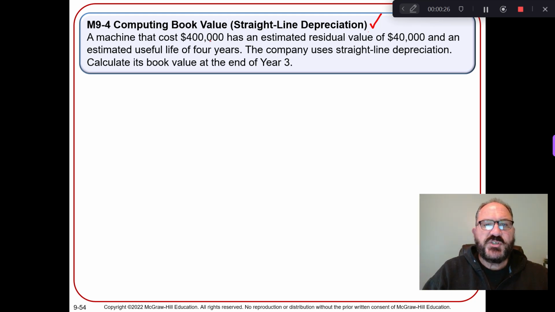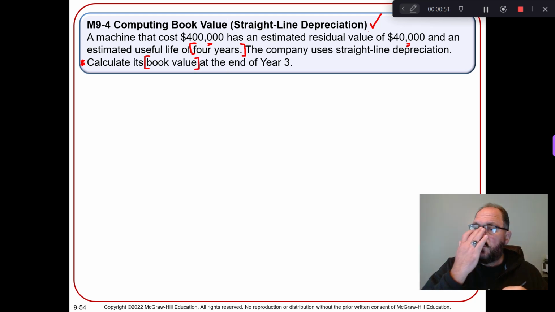It says a machine costs $400,000, has a residual value of $40,000 and an estimated useful life of 4 years. Now, look what they want to know. By the way, this is called the call of the question. This is what they actually want to know. They want to know what is the book value at the end of year 3.